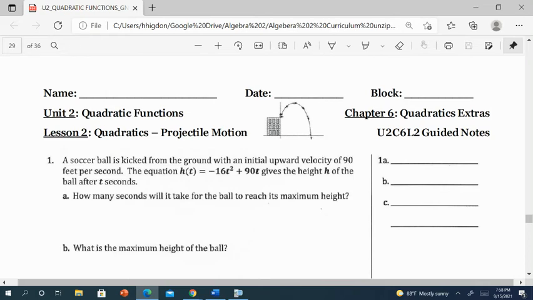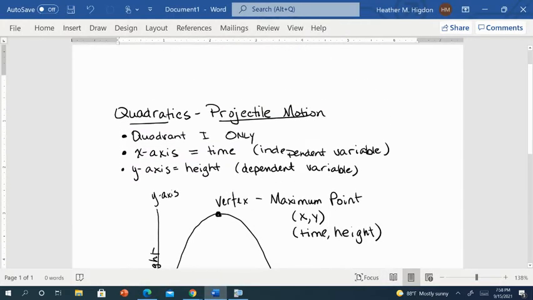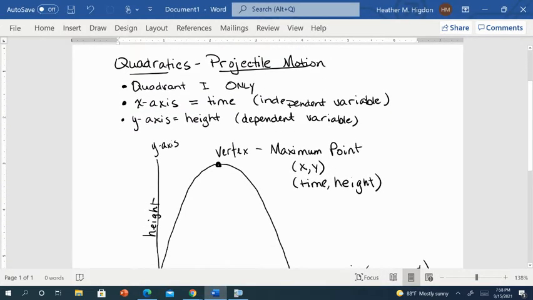This video is on Unit 2, Chapter 6, Quadratics Extras, Lesson number 2 on Quadratics Projectile Motion. Before I get started on the examples, I want to go over some basics about projectile motion. With projectile motion, we are only going to be talking about the first quadrant in a coordinate plane. There will be times when it may go into the fourth quadrant, but I'll talk more about that later.